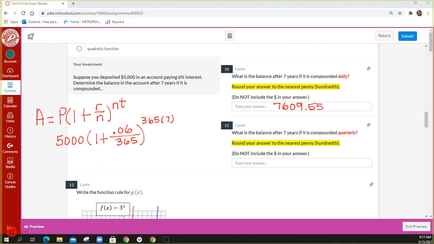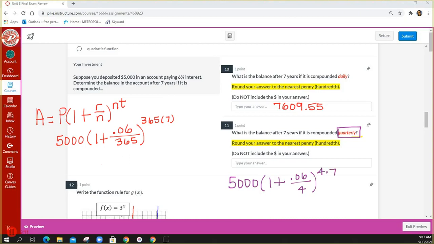$7,609.55. Alright, so we're going to do the same thing in question 11, except now it's compounded quarterly. And that's going to change the end value to 4. So for question number 11, we're going to type in 5,000, 1 plus 0.06 over 4 to the power of 4 times 7.